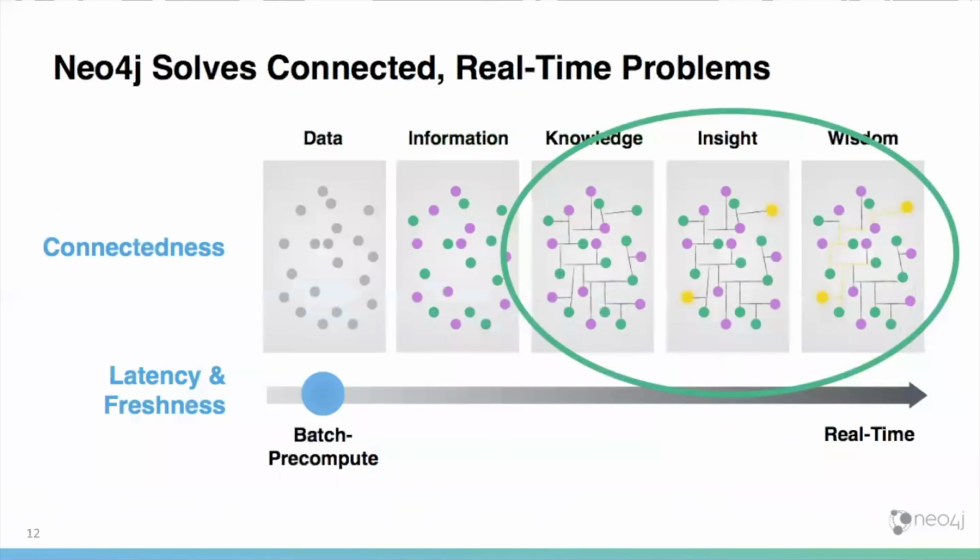And because Neo4j is designed as an enterprise-grade graph database, it allows us to move up the value chain. So instead of treating data as isolated bits, we can really connect that data and get new insights from the fact that it's so highly connected, and do that in real time versus a batch or pre-computed method.